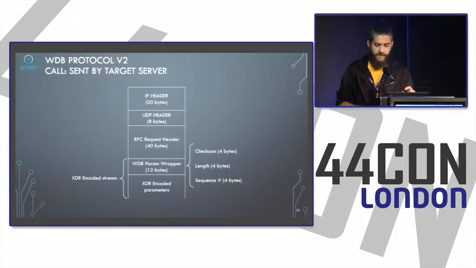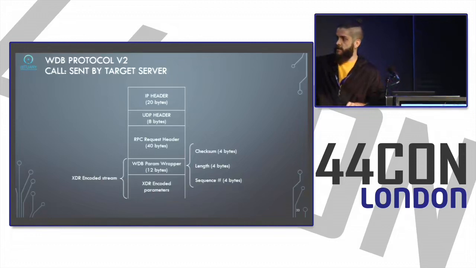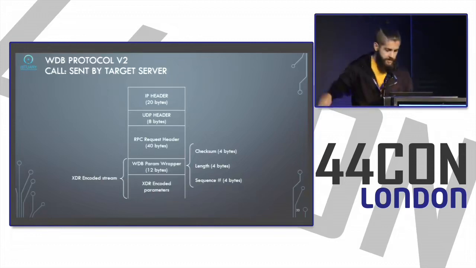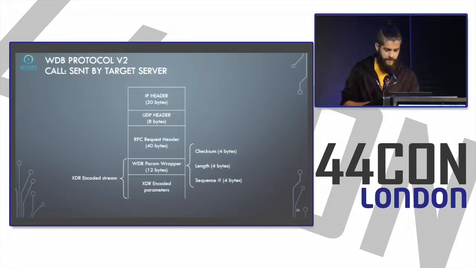The first three fields of this XDR encoded stream are the checksum, the length, and the sequence number. The checksum is computed only from the XDR encoded stream, and the length as well, but from the length you remove 4 bytes. I suppose it's the sequence number, but I'm not sure.